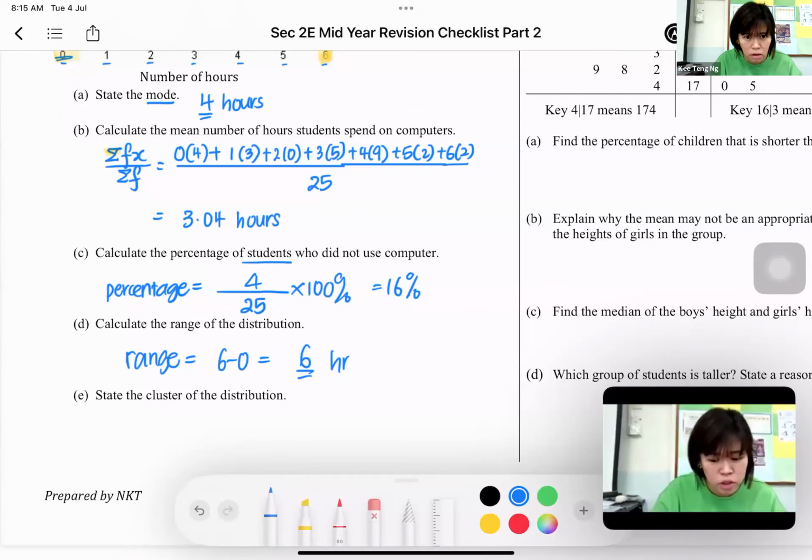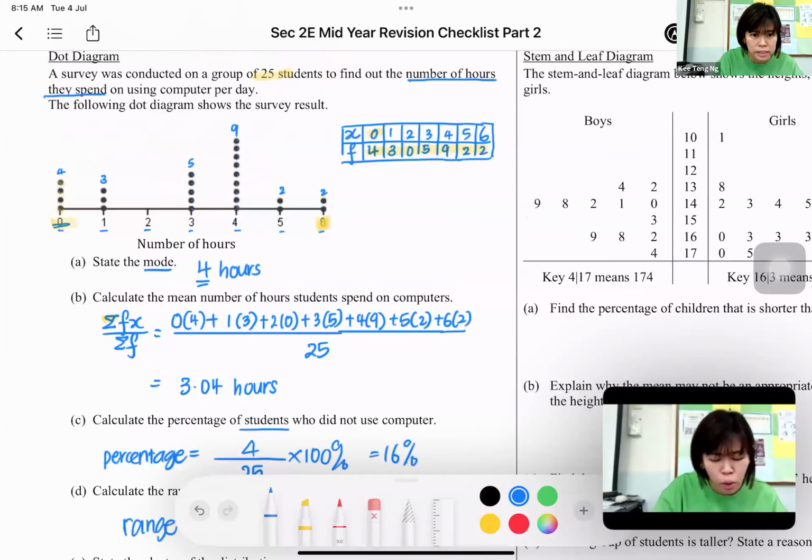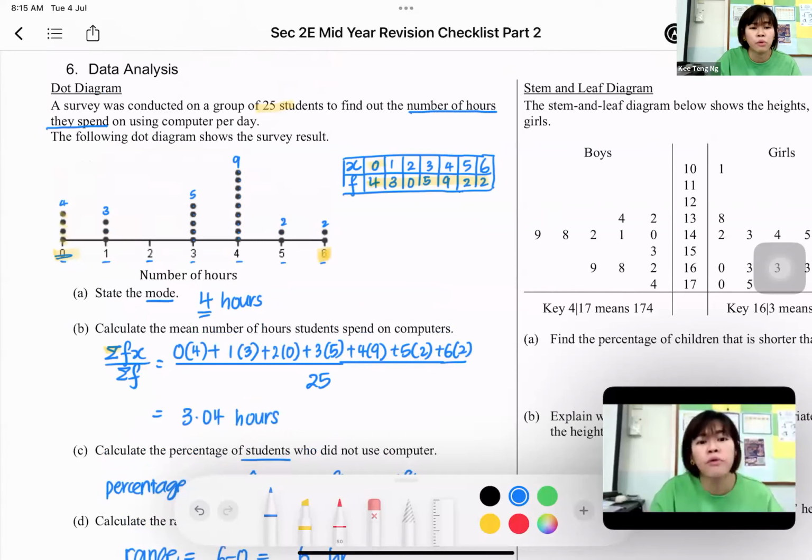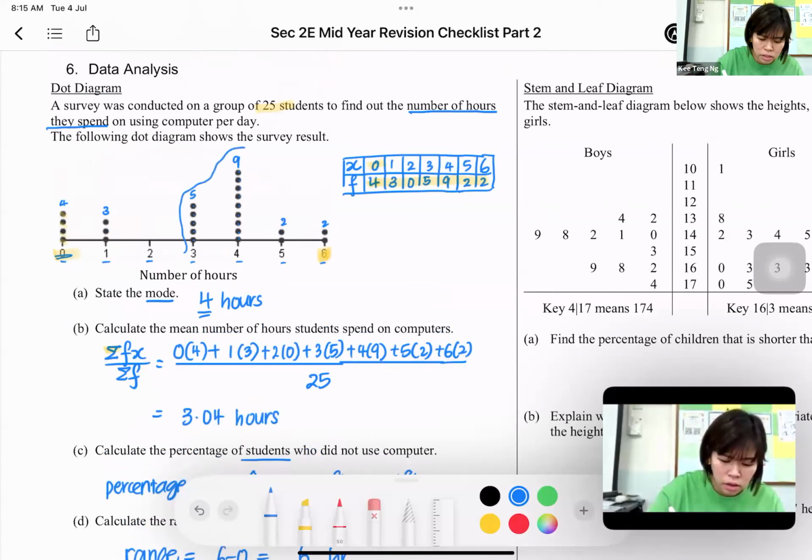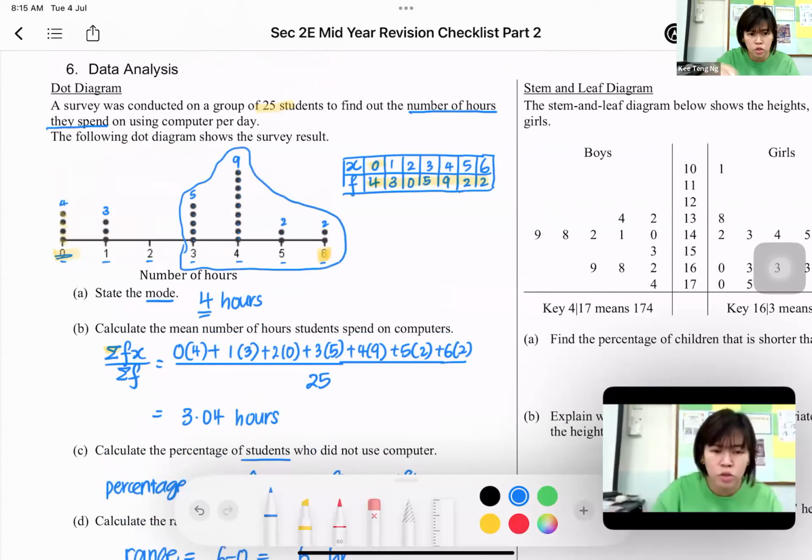Where is this cluster? The cluster is a group of the data that gathers together around the one with the highest data value. So where is the cluster? The highest data value is at 9, right? So there's this group of data, and this group here is the cluster. The data cluster around which data value? The data value that they cluster around is 4. Okay, with a peak at 4. So it clusters from the number 3 all the way to 6, but the highest peak is at 4, right?